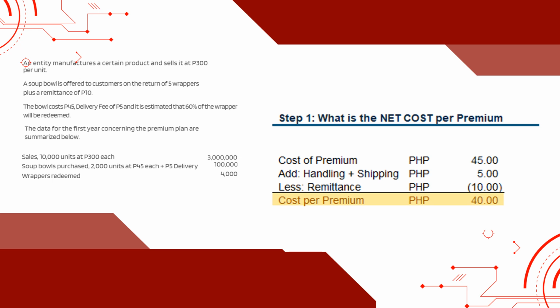So there's an entity that manufactures a certain product, and then they sell 300 units. So that's the main product. The idea here is that in order for you to be enticed, they're offering you, okay, we can give you a soup bowl, right? But there are some conditions.